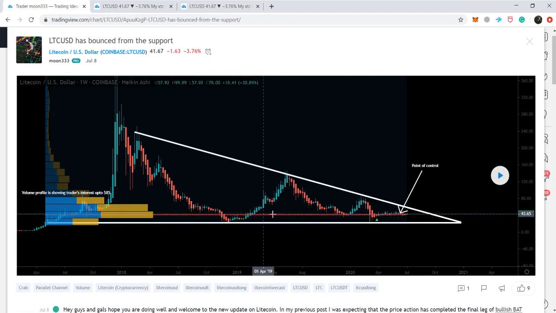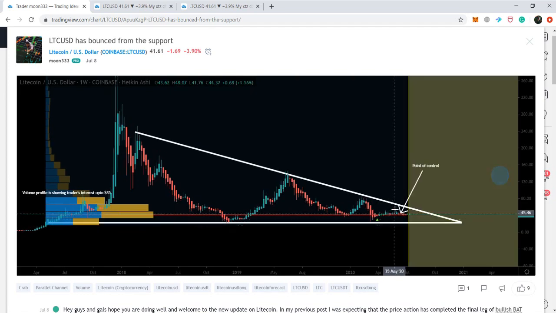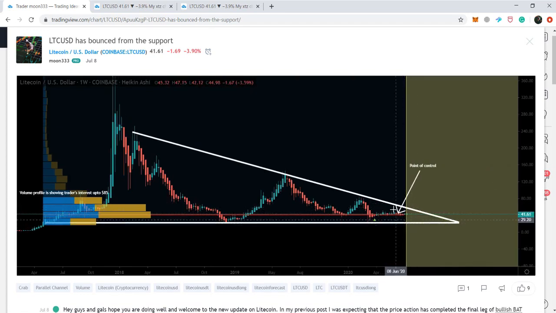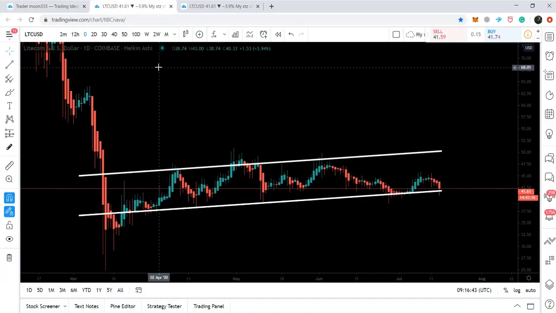And this is the point of control of the volume profile that works as a center of gravity for the price line. Whenever the price line moves up or down, it always moves back to this point of control. We can see that the price action has been moving around this point of control since March 2020. I'm just playing this chart to see the current situation, and so far the price action is moving at this point of control. And if we watch the live daily chart, the price action is moving within this channel.